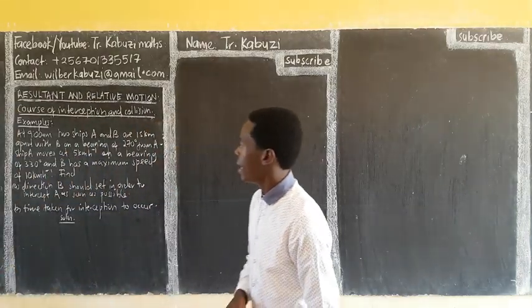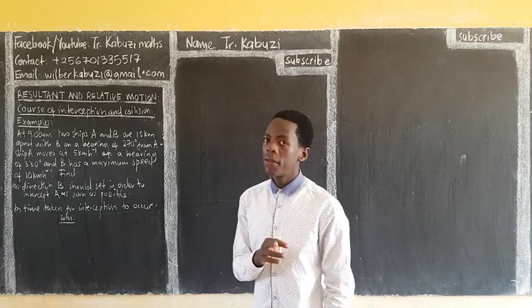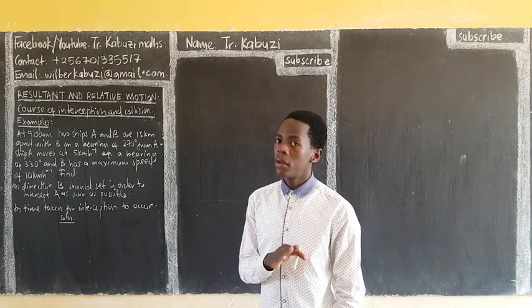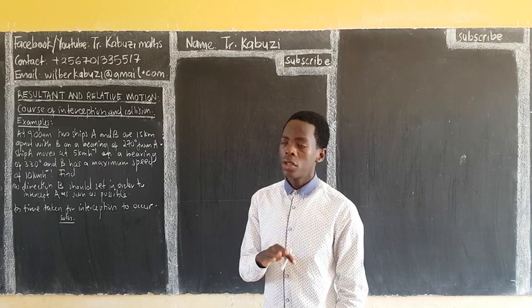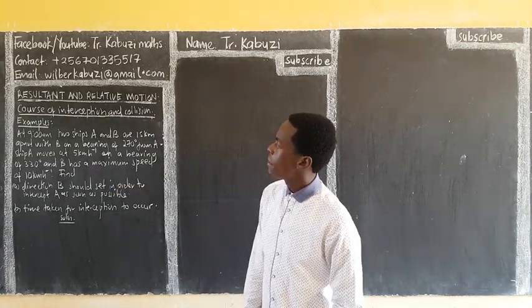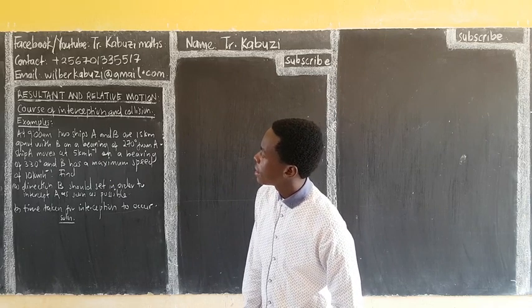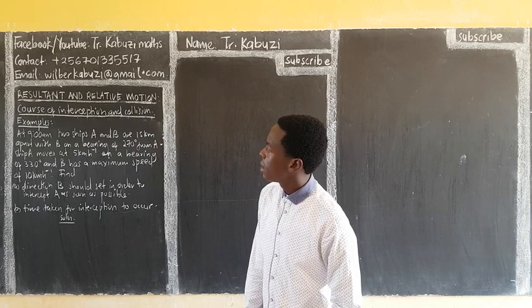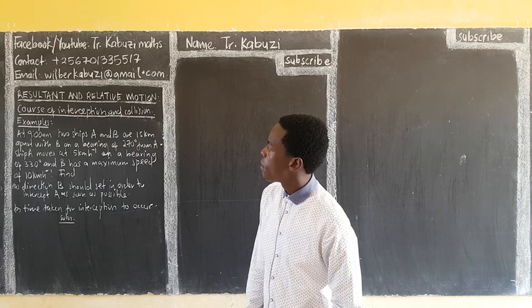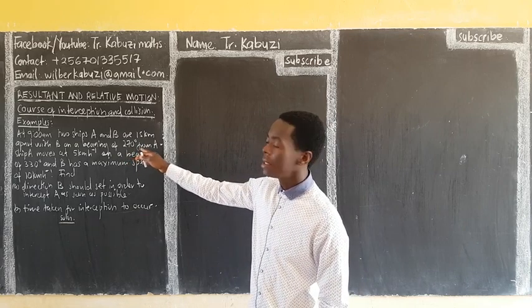Okay, let us see another example about the course of interception and collision. Don't confuse this with the course of closest approach. This is just the course for interception or collision. At 9 a.m., two ships A and B are 115 kilometers apart, with B on a bearing of 270 from A. So they're telling us that B is on a bearing of 270 from A.